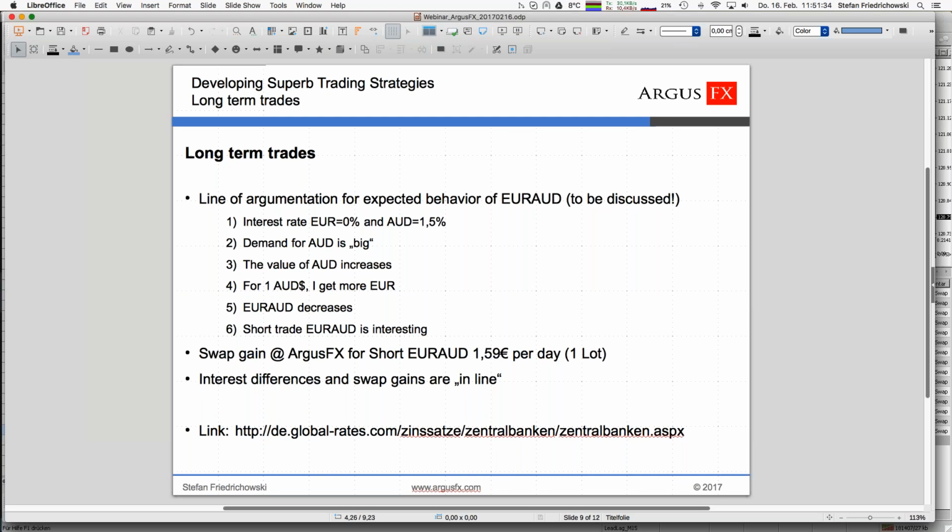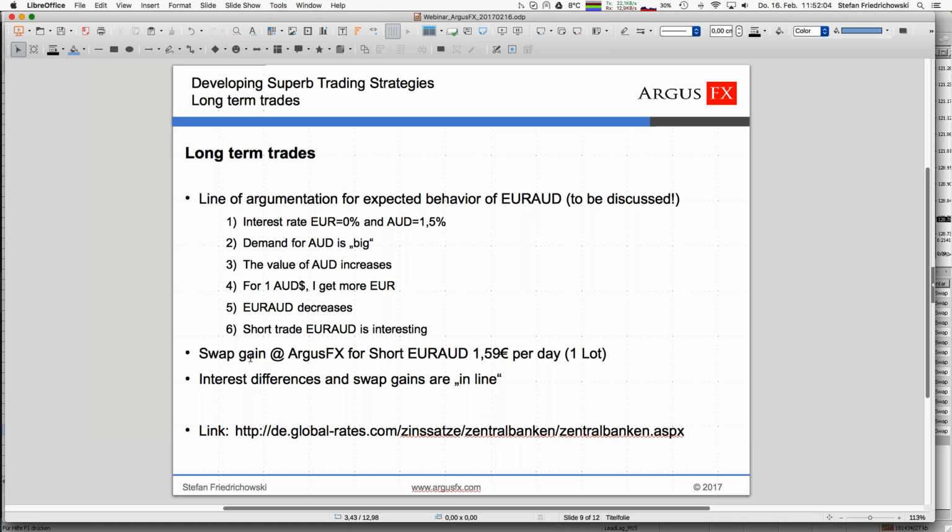The complete line is only because if I talk about things like that and I simply look at the name euro Australian dollar, I have no clue what it really means. If the one goes stronger than the other, that's always something which puzzles me, and therefore I went through the complete line of argumentation here. So that means a short trade on euro Australian dollar is interesting. And now the good thing.